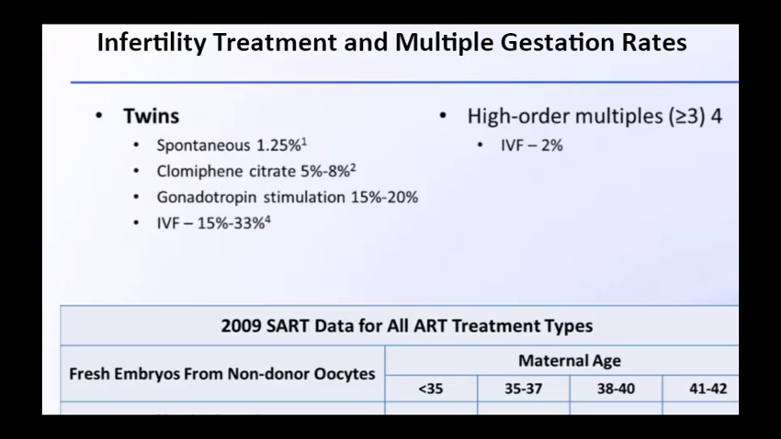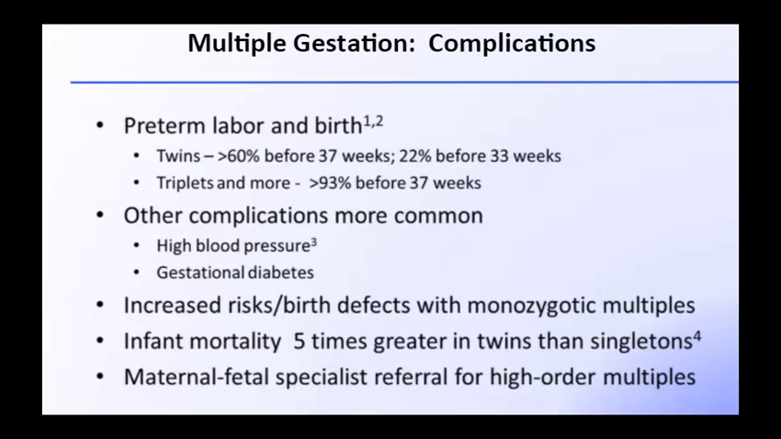The data shown in the chart are from ART clinic reports from ASRM's Society for Assisted Reproductive Technology and indicate the rates for twin and high-order multiples by maternal age. The major source of perinatal morbidity and mortality in twin gestations is spontaneous preterm birth. Nearly two-thirds of twins and the vast majority of triplets or more are born before 37 weeks of gestation. For multiples, there is no effective therapy for preventing preterm birth.